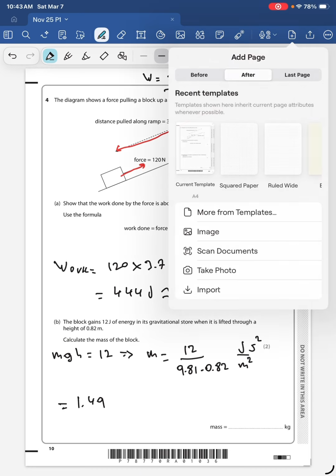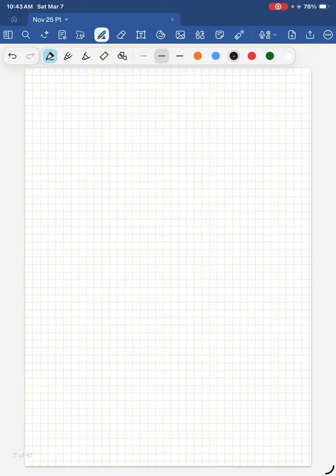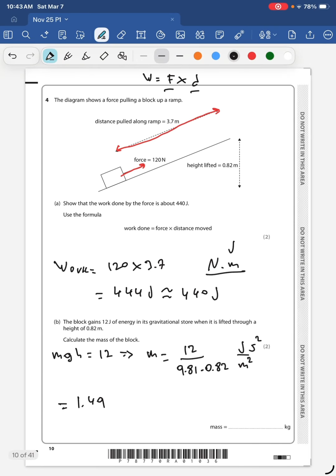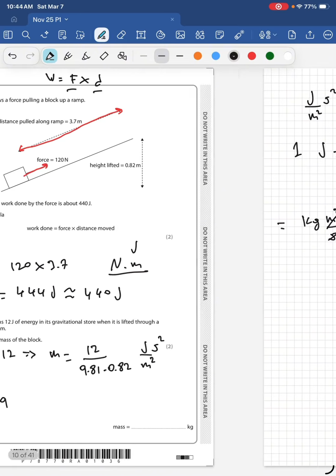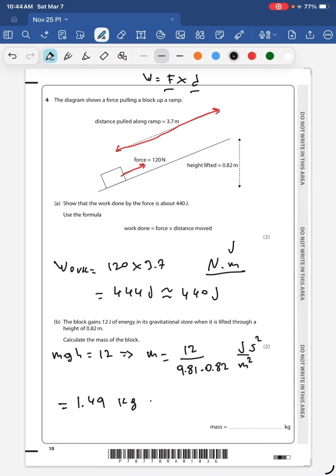Let me use a clean page to explain this. I don't know if they explain it to you at the level of physics you are taking, but we have joules over meters times seconds squared, right? One joule is 1 kilogram times meters squared over second squared. So if we combine this, everything cancels to give you kilograms. So that's kilograms, and we can write this as 1.5 kilograms. Moving on.